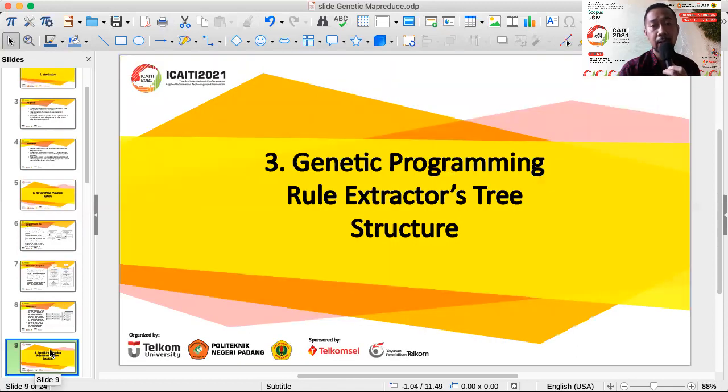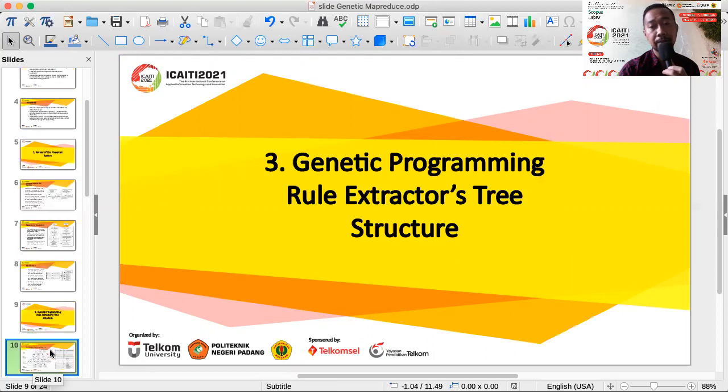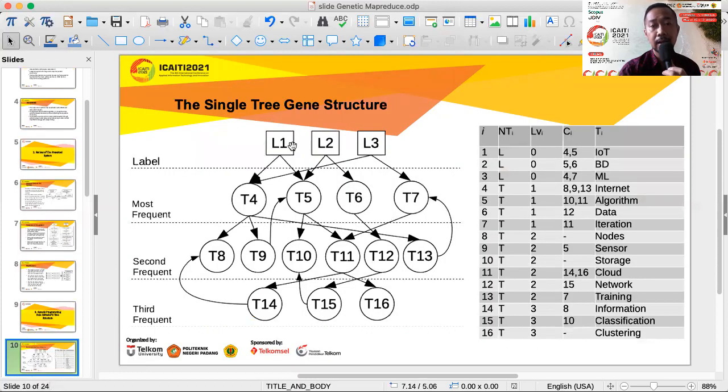Third part is the genetic programming rule extraction tree structure. This is the structure of a tree, a single tree, with only one tree there. So we separate into label, most frequent, and second frequent term, which in programming is represented as an object with a multidimensional array and its connections, and a term is represented in the graph with level, node type, and index.